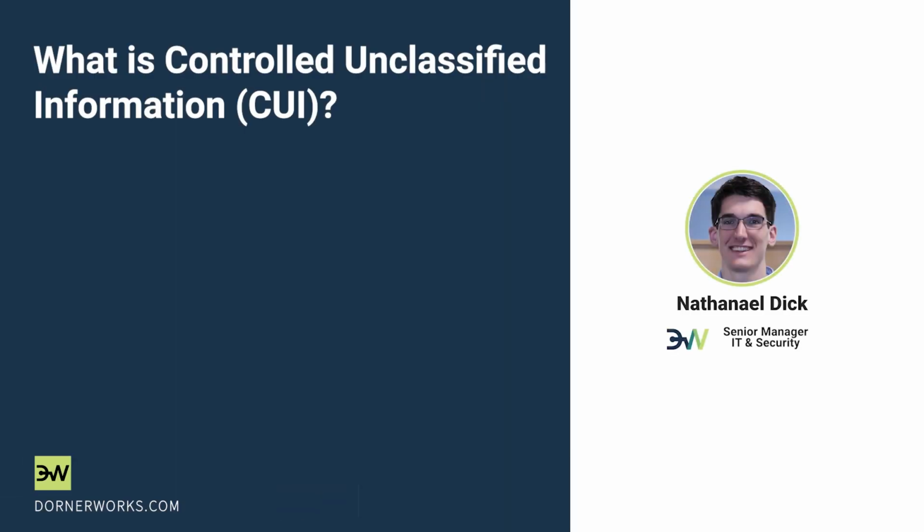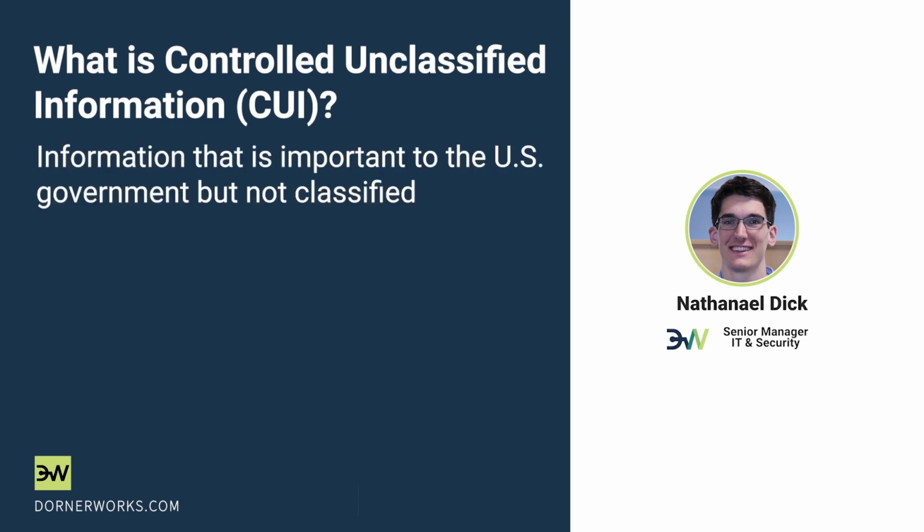So today we're going to talk about controlled unclassified information. Controlled unclassified information is a data category that the United States has that categorizes information that's not classified. So it's still important to the government, but it's not quite at that classified level. And there are several important ways DornerWorks and other organizations like ours can safeguard this data.